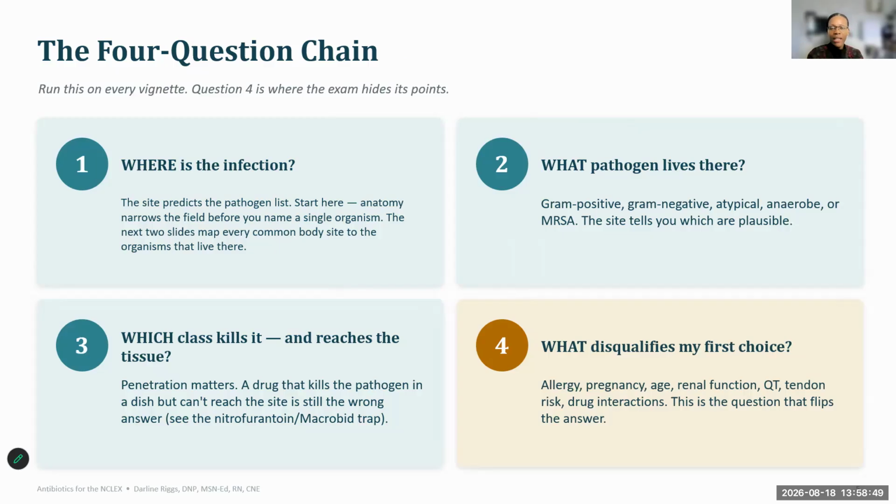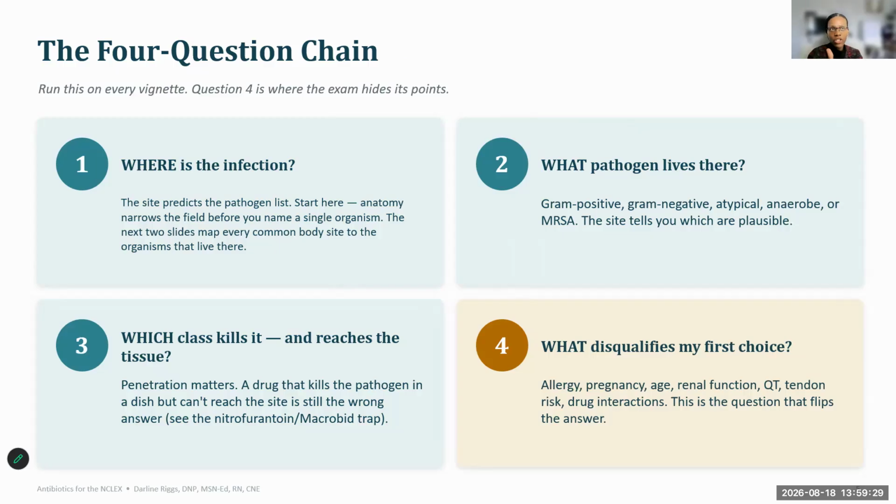So what disqualifies your first option? Pay attention to that. An allergy may disqualify that choice, being pregnant may disqualify that choice, the age. Are they a 6-year-old, 7-year-old? Medications we don't give unless the child is at least 8 years old. Are they 17 years old? Because there's medication where 18 is the cap. So you want to ask that question. Renal function: what goes in must come out. Cardiac function, tendon risk, drug interaction. These are questions you ask, and based on the answer, you are able to remove some medication options.